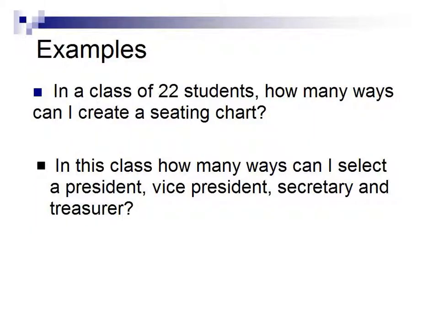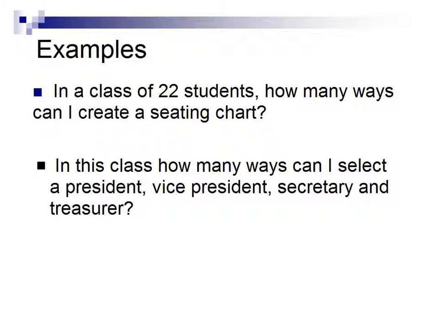Okay, this one, you're trying to place people in a seating chart. You really need to get good notes on each one of these, because every one of them has problems just like it on the assignment. So it's important that you're taking good notes as you go. In a class of 22 students, how many ways can I create a seating chart?